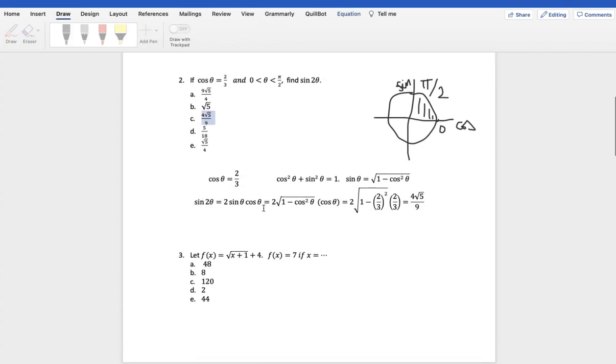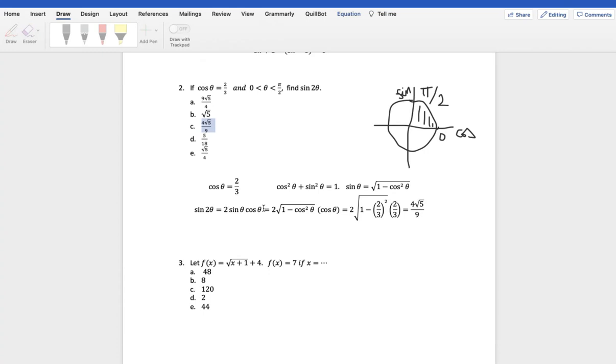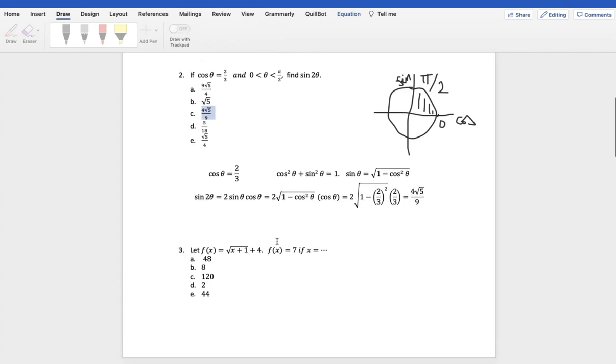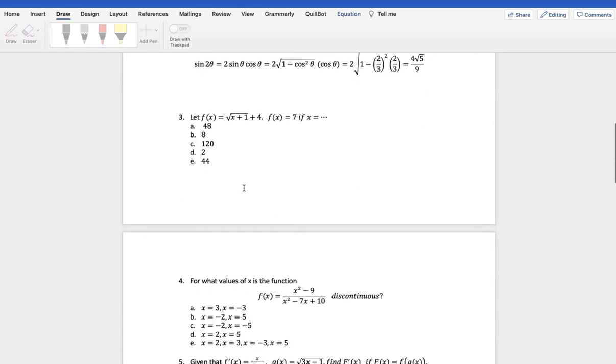Okay, so that is how you would solve question 2. Now, moving on to question 3. We are looking at a function f of x that is given to us as the square root of x plus 1, plus 4, right? And we are asked to find x when f of x is equal to 7, right?